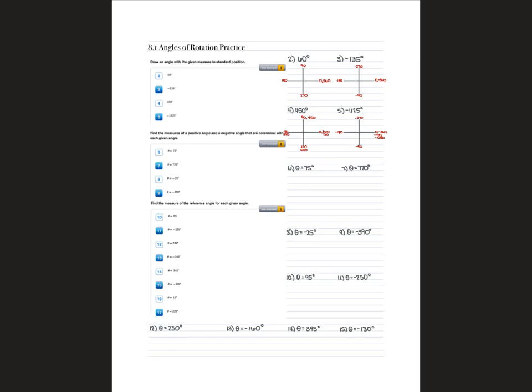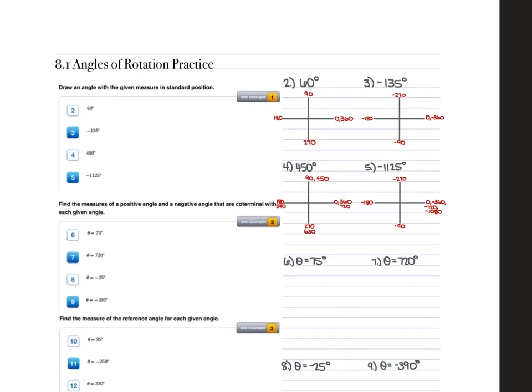8.1 Angles of Rotation Practice Solutions. For the first 4 problems, we are asked to draw an angle with the given measurements in standard position.